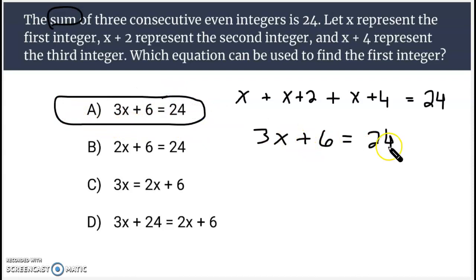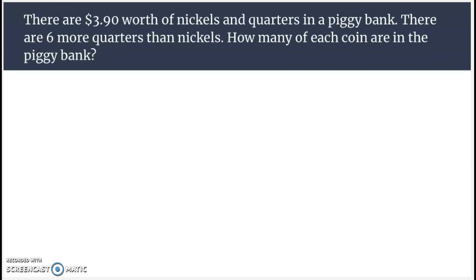Now if we actually were to find those 3 integers, we would solve this equation. That would tell us what the first integer is. Then we just find the other 2 by adding 2 in succession after that. But yeah, this one's just about setting up again. Alright, let's do one where we actually set up the equation and then we need to solve it.